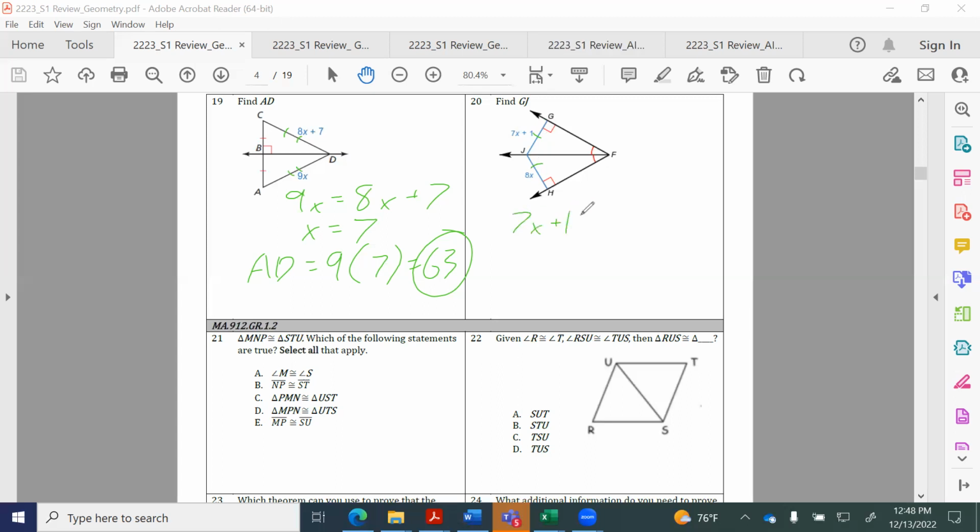7x plus 1 equals 8x. Solving for x, bringing 7x over by subtracting it, and x is 1. Once we know that x is 1, we have to find GJ. So plug it back in. GJ, 7 times 1 plus 1. 7 times 1 is 7, plus 1 is 8. That's our answer.